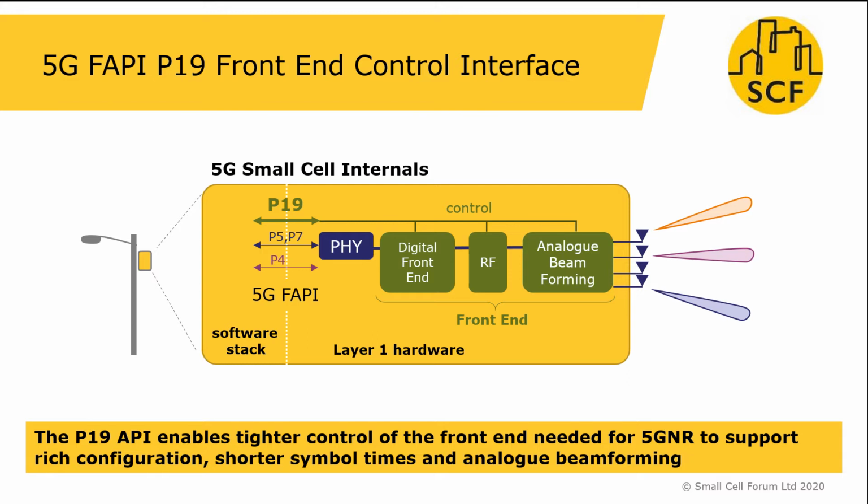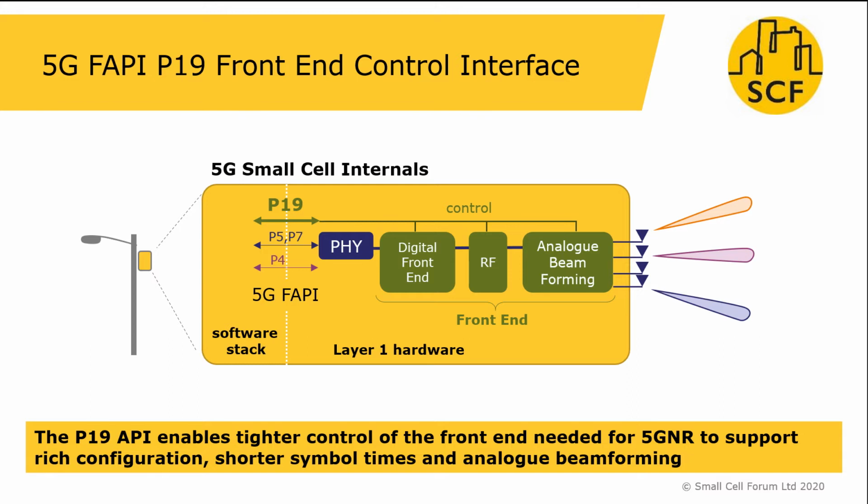To address the need for tight coordination between the upper stack and the front-end unit, 5G FAPI specification has taken an approach notably different than its 4G counterpart and introduced the P19 interface. This is a new interface protocol that is dedicated to the control and the configuration of the front-end assets such as the RF, the digital front-end, and the analog beamforming blocks. P19 document serves as a companion to the 5G FAPI P5 and P7 specifications.